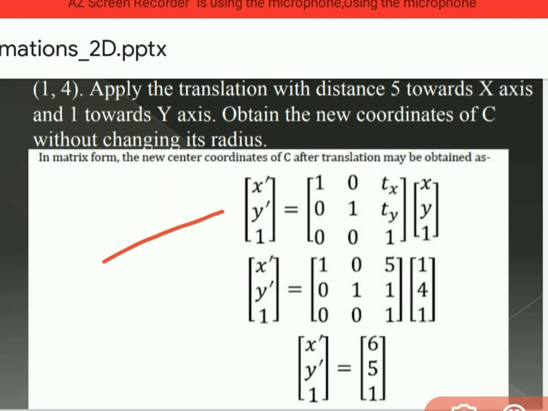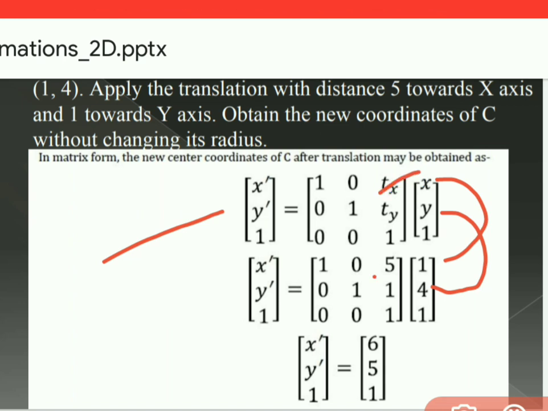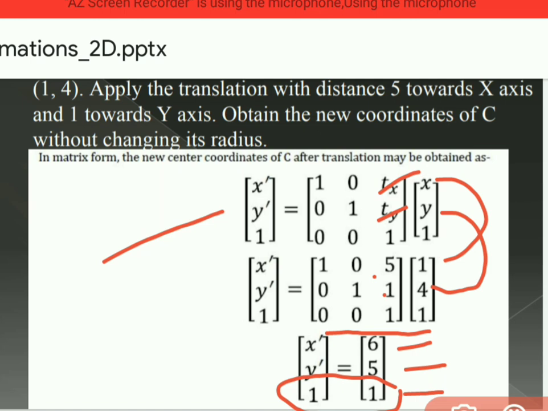According to the matrix notation, the values of the x and y coordinates are 1 and 4. So replace the values of x and y with 1, 4. tx is replaced by 5, ty is replaced by 1. Now after multiplying these two matrices, you will get this answer. Again, by using equality of matrices, you will get x dash equal to 6, y dash equal to 5, and 1 equal to 1 itself. So whenever we add 1 in the matrix notation, it will not affect the algebraic equations.